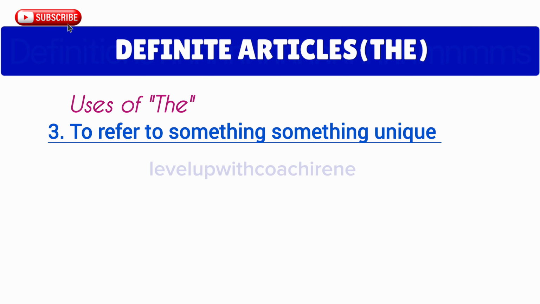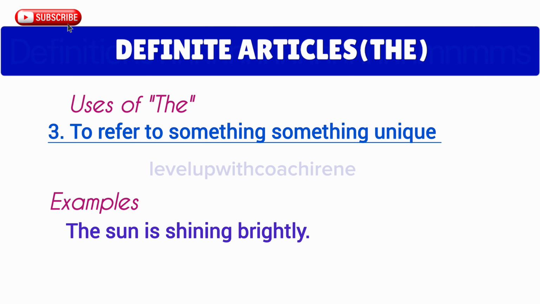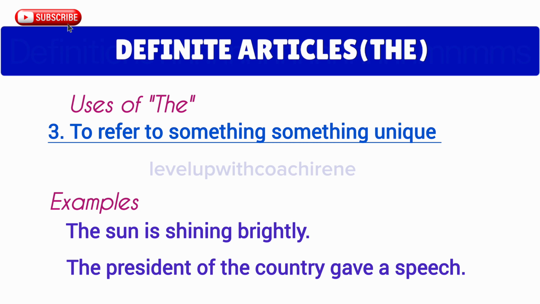Number 3, use the when referring to something unique. The is used for something that is one of a kind or universally unique. For example, the sun is shining brightly. The president of the country gave a speech. Using the in these sentences shows that the subjects being talked about are unique.